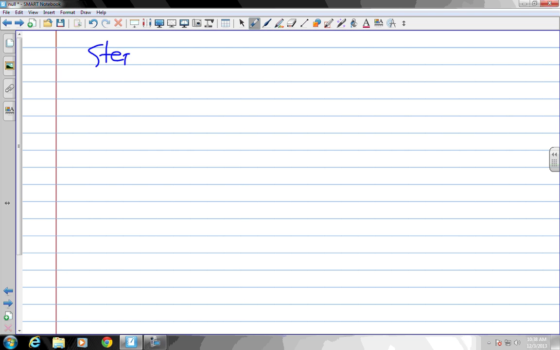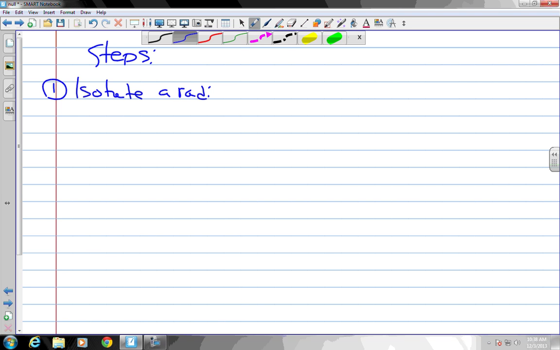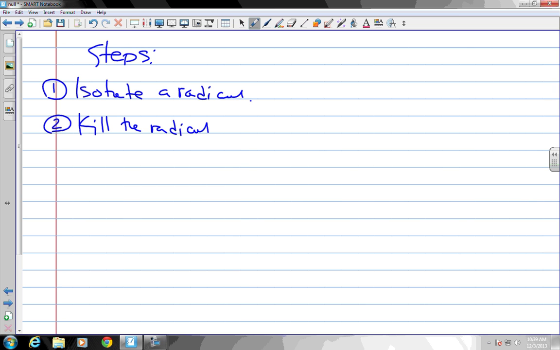so steps to solve equations that involve radicals, the first step would be to isolate the radical. Sometimes you have more than one radical in your equation, so just isolate one of them. So when you get a radical expression by itself, well, kill that radical. And we kill the radical by raising both sides of an equation to an appropriate power. You have a square root, you would square both sides. You have a cube root, you cube both sides, and so forth.